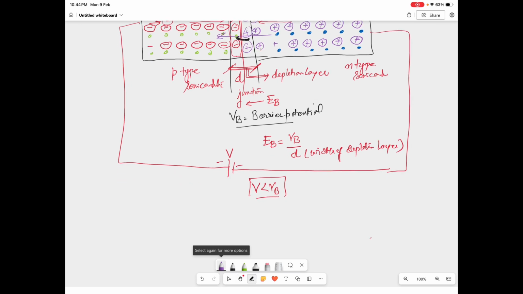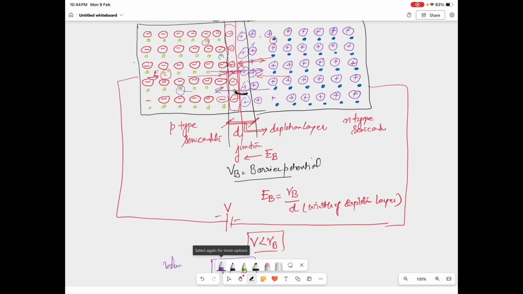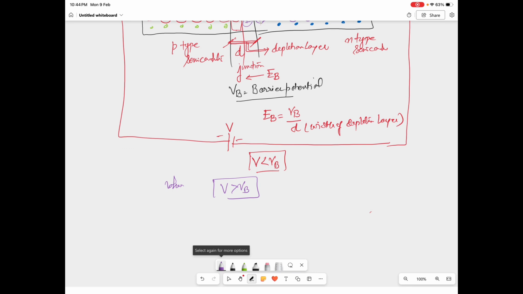But when V is greater than VB, what happens? The energy acquired by them, or the force it exerts, becomes so large that they cross and go towards this side. Similarly, electrons cross and come to this side. So all this movement starts happening and gives rise to the current. So in a PN junction, whenever V is greater than VB, the current starts flowing, and we say that it is forward biased.